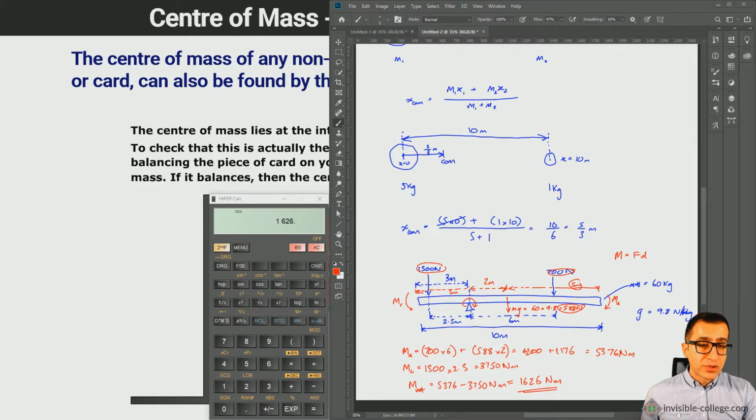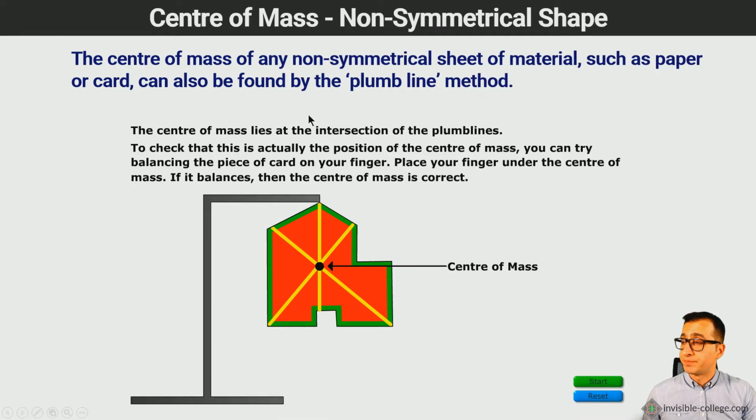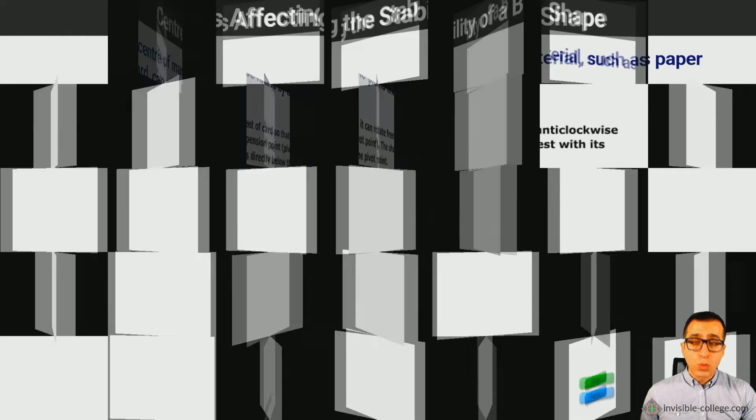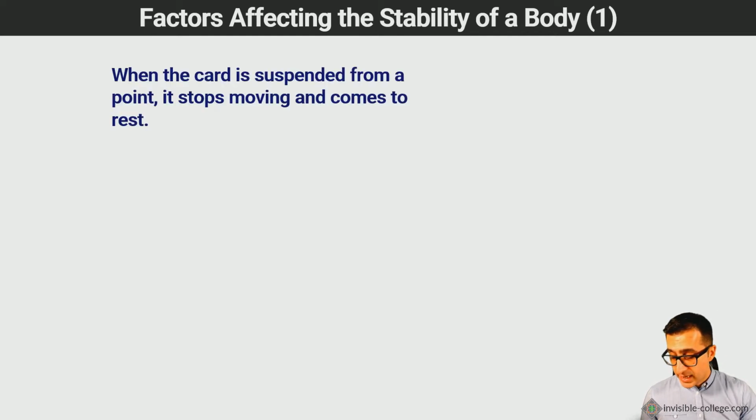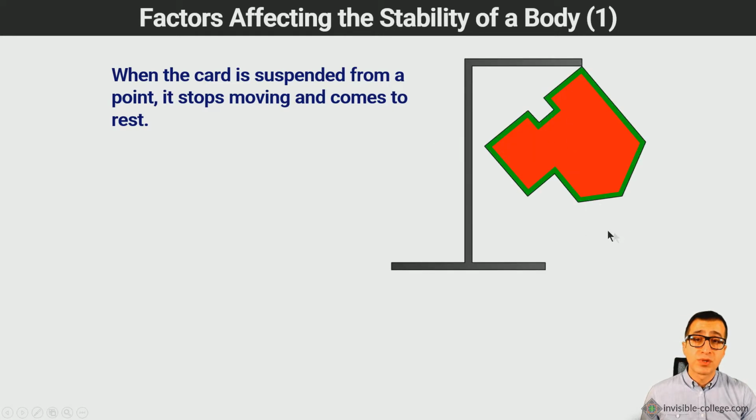So let's now go on to consider the effect of the position of the center of mass on the stability of objects. So what are the factors affecting the stability of an object? Well, we already saw that we can suspend a piece of card from a point, and once you do that, eventually it will stop moving. It will wobble for a while and it will stop moving. In the rest position, it's said to be in equilibrium.